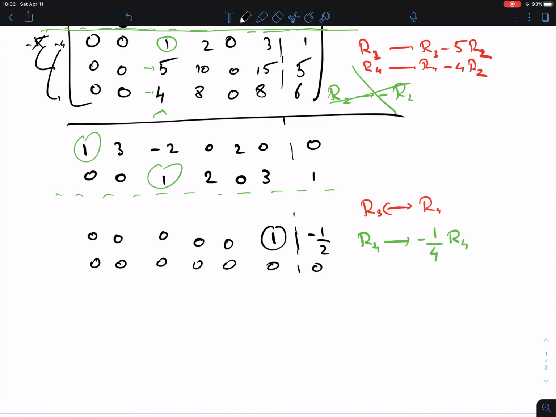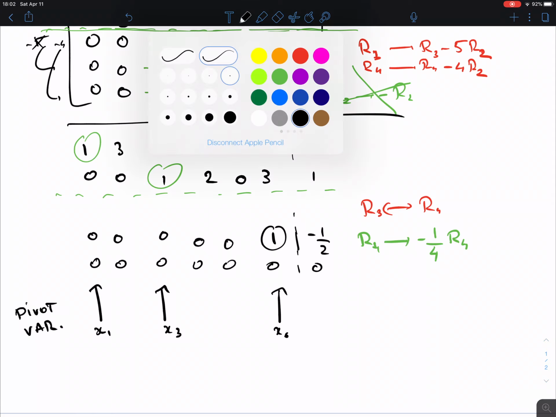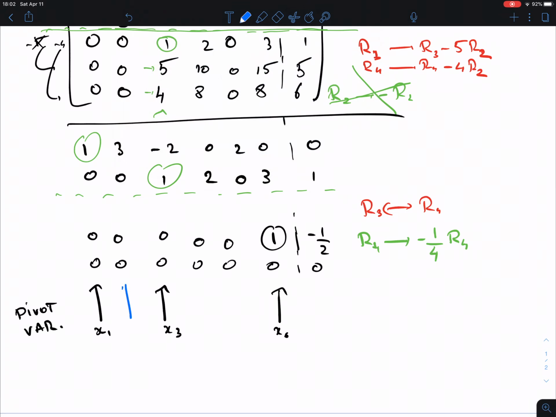Okay, and so let's review a little bit the terminology here. The variables that correspond to the pivots are called the pivot variables. So these are my pivot variables. So this is corresponding to x1, x3, and x6, right? The first, third, and sixth one. Meaning that the others are the free variables. So the free variables, x2, x4, and x5 are now the free variables.